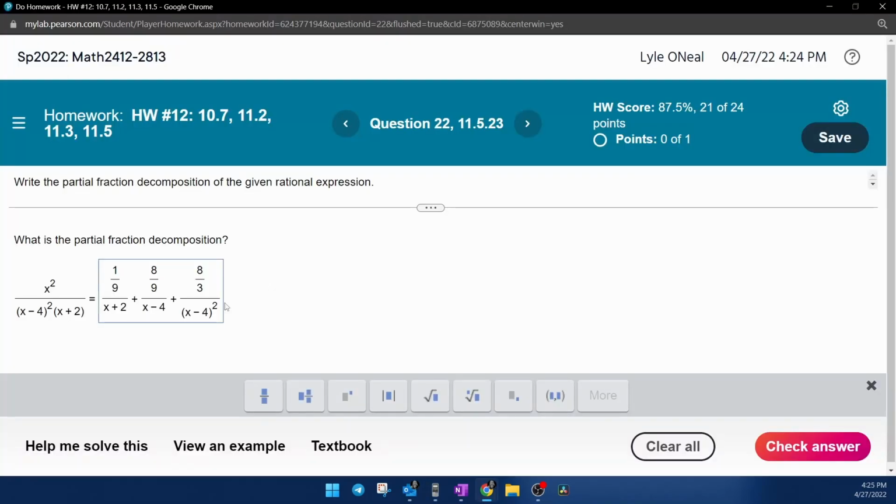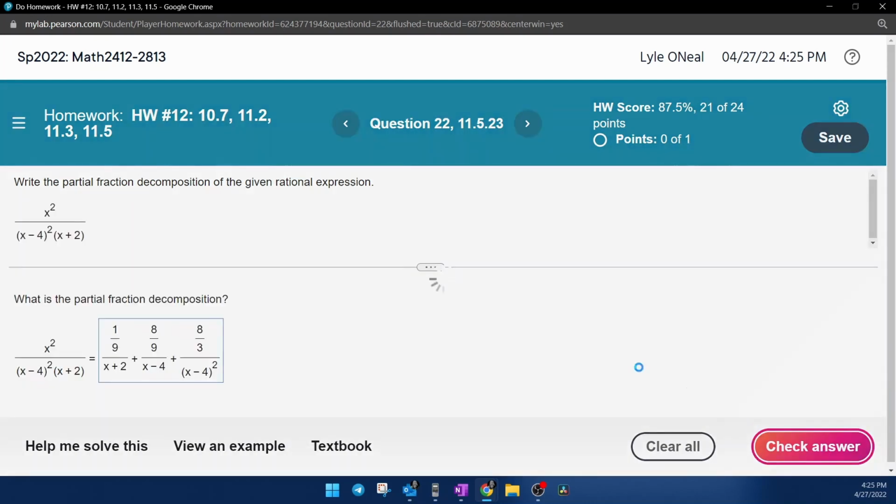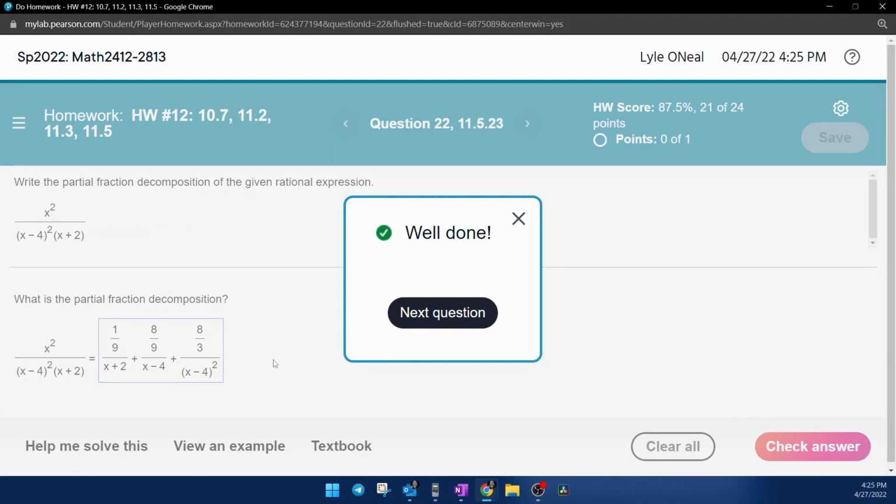All right, so I'm back at the MyLab Math. I have entered the value for A. Remember, A was over the x plus 2. I've entered the value for B, which was 8/9 over the x minus 4. And then the value for C over the x minus 4 squared. And that is the correct answer. So that's going to do it for this particular problem.